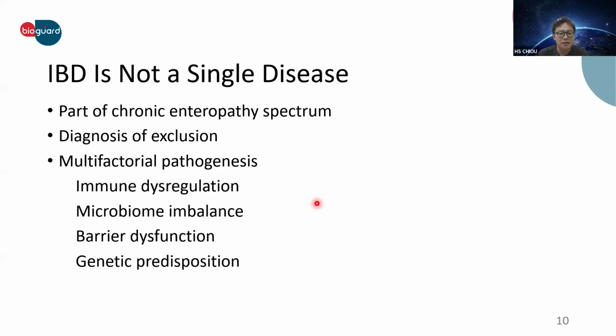IBD is not one disease, it's part of the chronic enteropathy spectrum. It's a diagnosis of exclusion, and it's also multifactorial: immune dysregulation, microbiome imbalance, barrier dysfunction, and genetic predisposition. So when we look at the histopathology, we are seeing only the biological injury, not the whole pathogenesis.